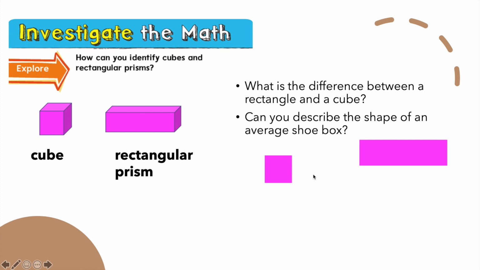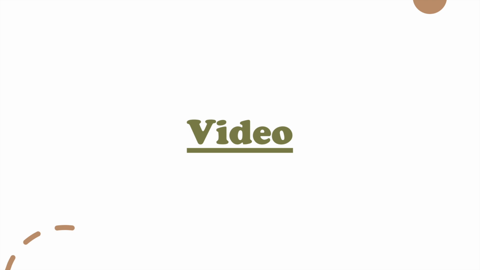Thinking about that, can you describe the shape of an average shoebox? Would it look more like a cube or like a rectangular prism? Yes, a shoebox would look more like a rectangular prism, and it's not flat like a rectangle. Let's go ahead and watch this video to learn a bit more about cubes and prisms.